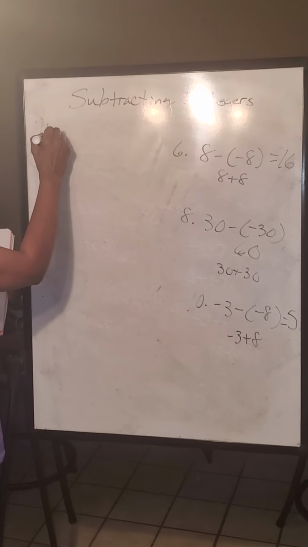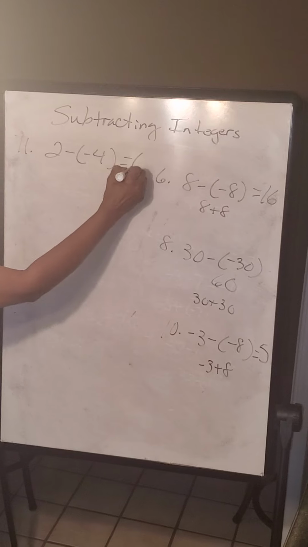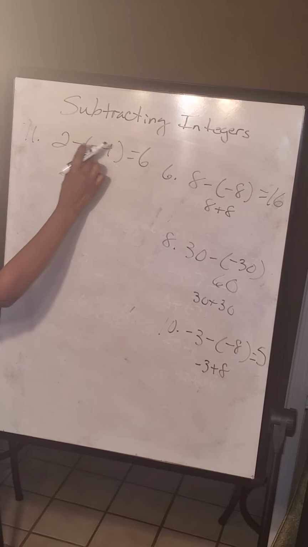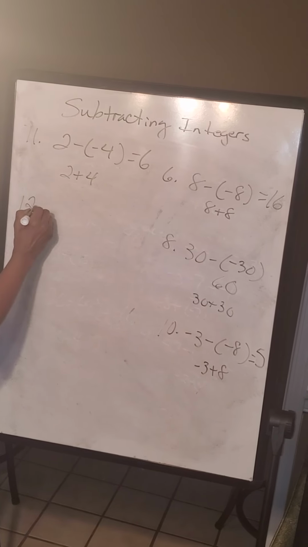Example 11. 2 minus a negative 4 becomes 6. Again, 2 minus a negative 4. To subtract a negative 4, add its opposite. 2 plus 4 gives you 6.